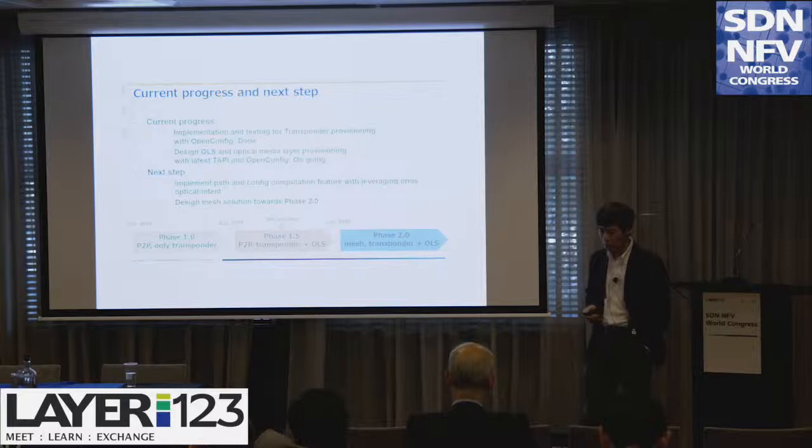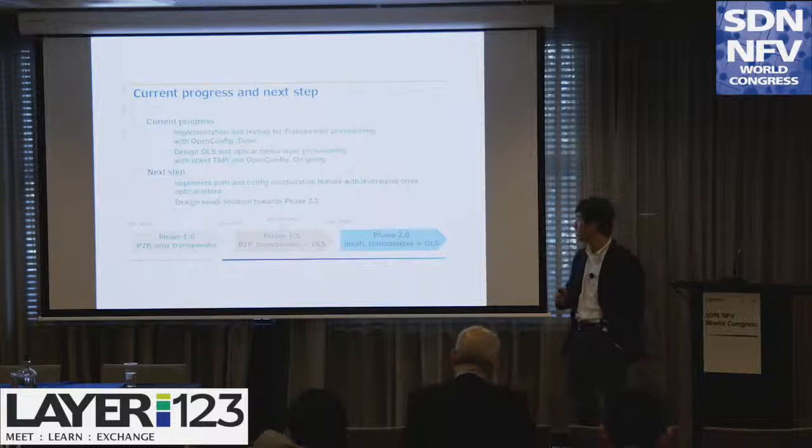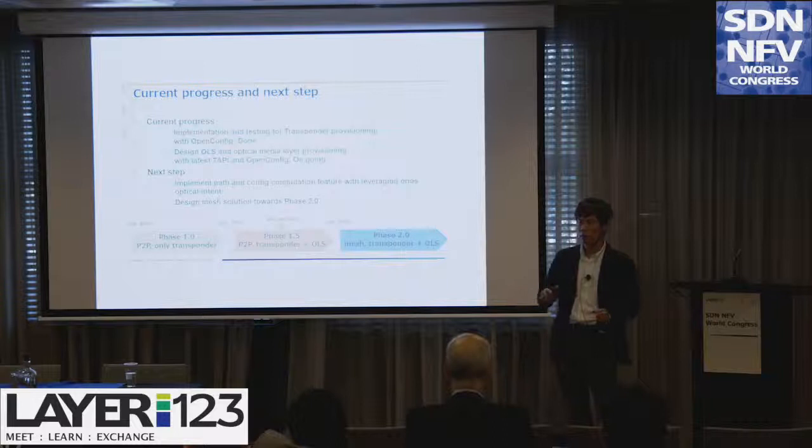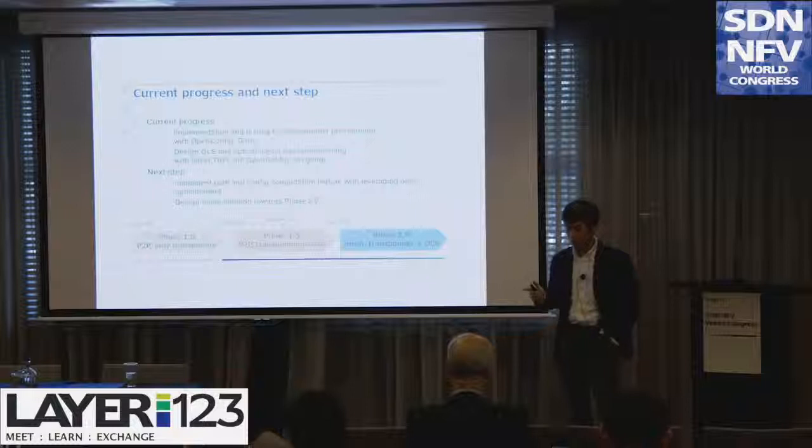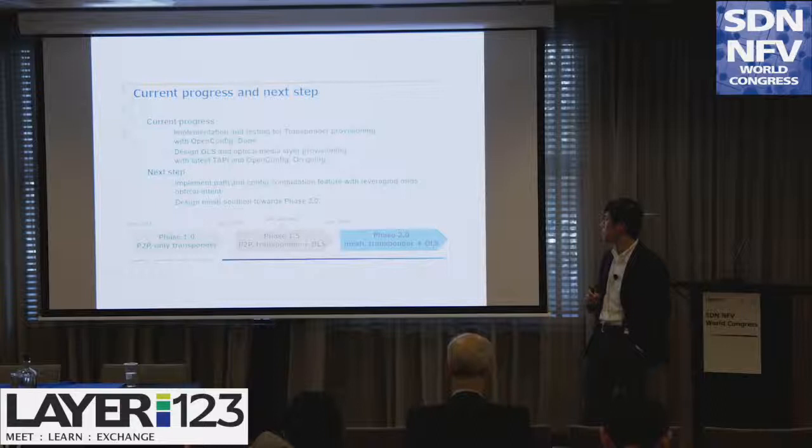Now we are in the middle of phase 1.5. Not only the transponder, we are adding a new system like OLT to the system. In this way, we are implementing TAPI and OpenConfig to control the OLS systems. We are still working on these activities. So what would be the next step?